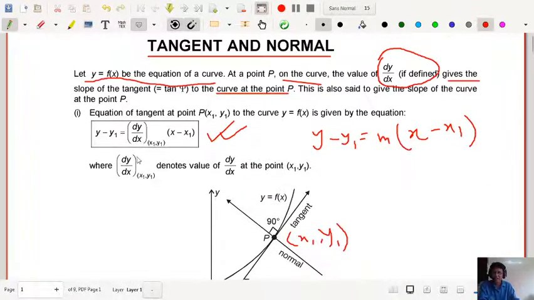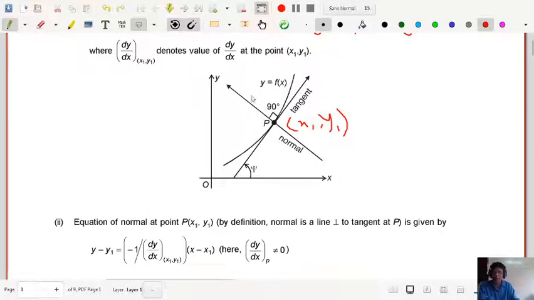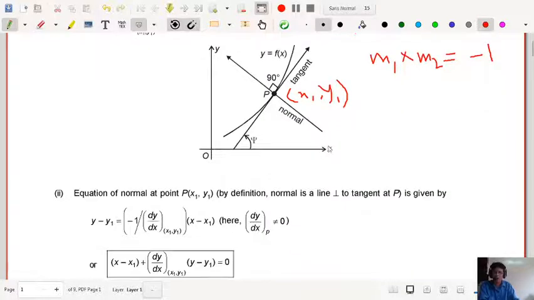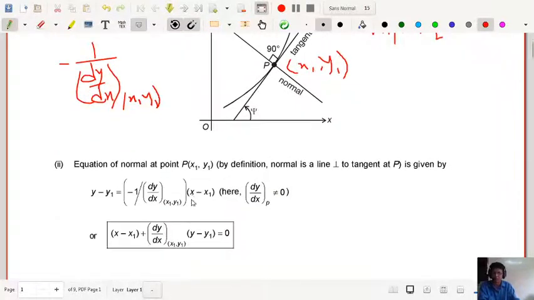You see here, you have to evaluate dy/dx at (x1, y1). Then how will you get the slope of the normal? Because the tangent and normal are perpendicular, you can substitute the condition of perpendicularity, m1 m2 = -1, and that gives you the slope of the normal. So slope of the normal will be -1/m, that is -1/(dy/dx). There will be a negative sign, and you have to calculate the derivative at (x1, y1).